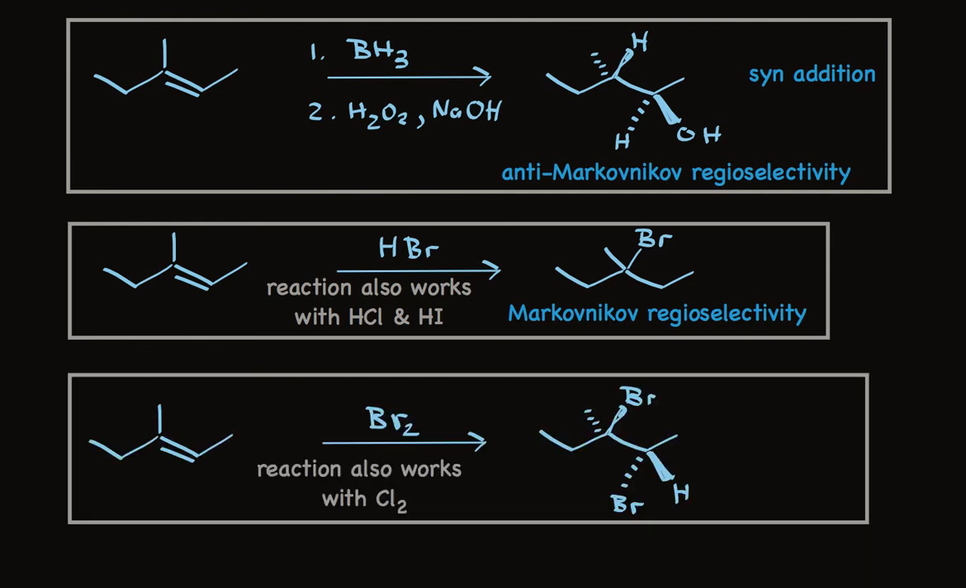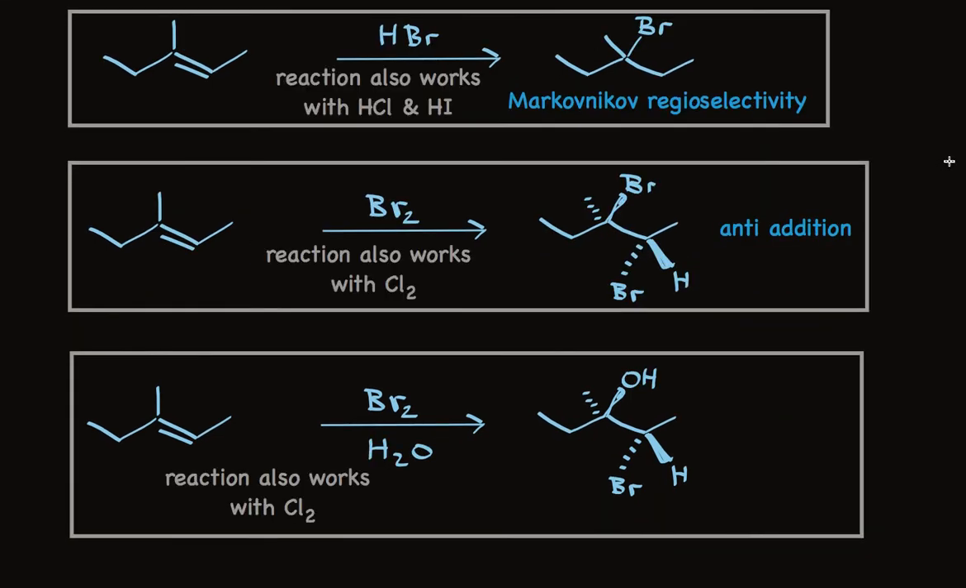We can add two bromine atoms to an alkene to make a 1,2-dibromide, something we call a vicinal dibromide. And the stereochemistry is special. Bromine is added with anti-addition, one bromine adding to one side of the double bond, and the other bromine adding to the other side of the double bond.